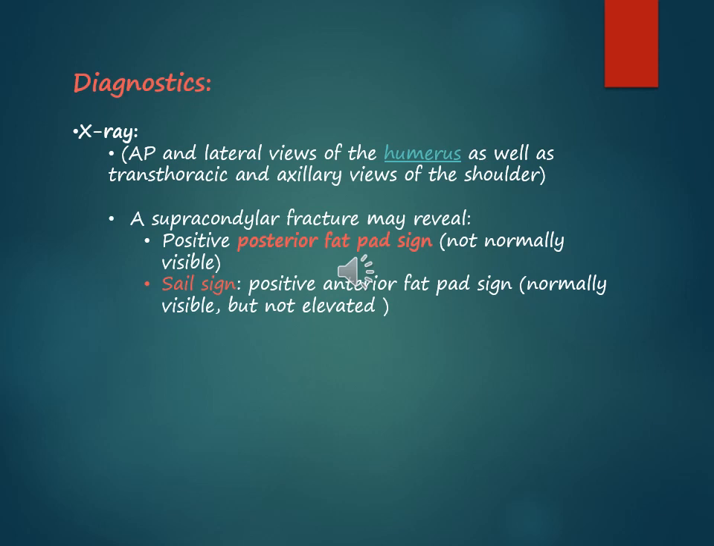which mean elevation of the capsule of the elbow joint by intra-articular fluid. In this case, the fluid will be blood because of the fracture. This fluid will push the capsule anteriorly and posteriorly, and this will show on the X-ray. If you see this sign with clinical signs of fractures, then you will need to treat the patient as a fracture, even if you do not see the fracture line.